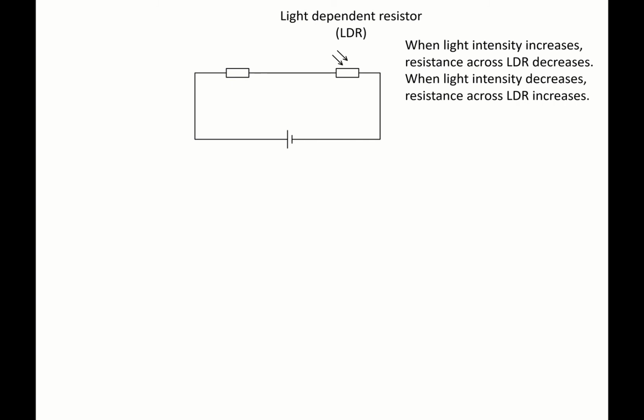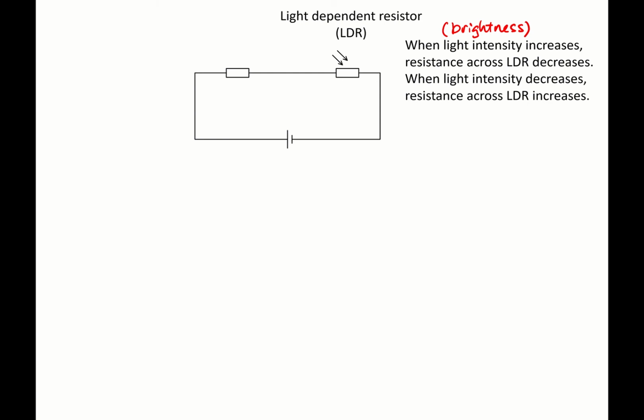The behavior of the LDR is such that when the light intensity increases, the resistance across the LDR decreases. And when light intensity decreases, the resistance across the LDR increases. And light intensity refers to brightness. So to simplify the explanation, I'm just going to use bright or dim.